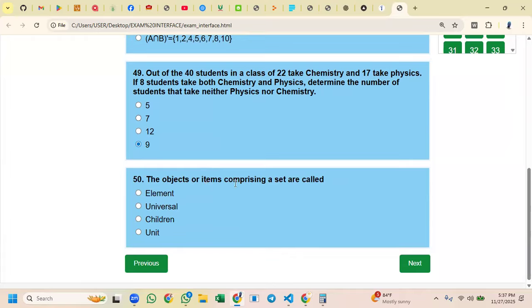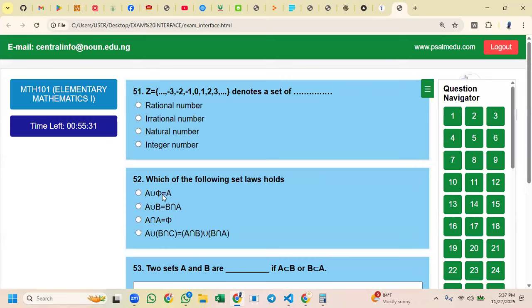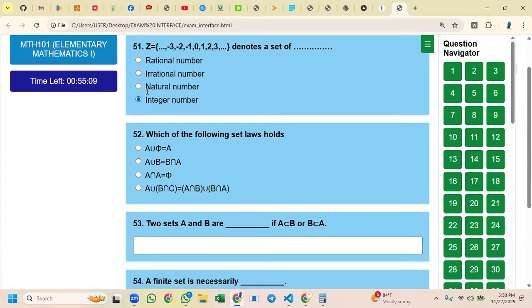Now, the objects or items comprising a set are called, everyone should know this one, elements. Thank God I was able to read question 50 in this first meeting. So Z equals blah, blah, blah, denote a set of what? Once you see capital letter Z in your number system, Z represents the integers. Don't forget.